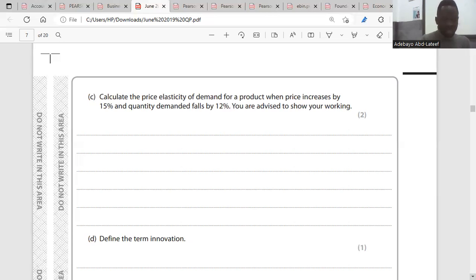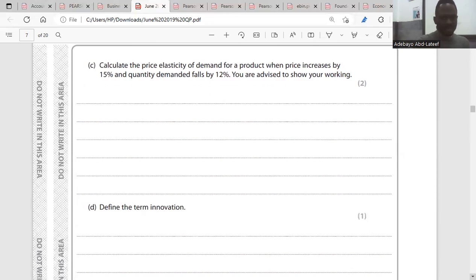Q2 minus Q1. Q2 is 88, 100 minus 12. So 88 minus 100 over 100 divided by 115 minus 100 over 100. 88 minus 100 gives minus 12 over 100, divided by 115 minus 100 which gives 15 over 100. Then reciprocal: minus 12 over 100 multiplied by 100 over 15. 100 cancels 100, so we have minus 12 divided by 15, which gives minus 0.8.